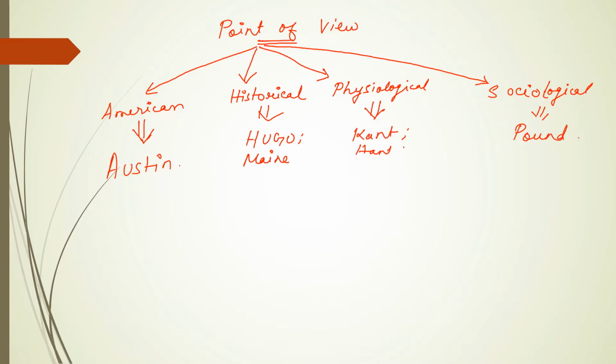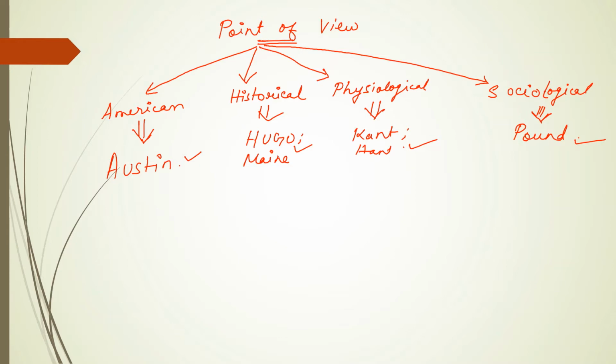So today we are going to read in detail about their points of view, like what Austin felt, what Hugo felt from the historical point of view, how they interpreted law, from the physiological point of view how Kant had interpreted the law, and from the sociological point of view how Pound interpreted the law.